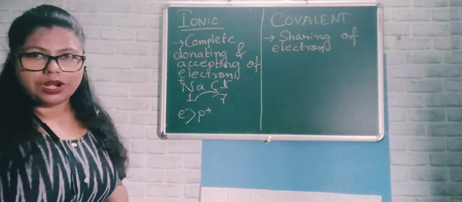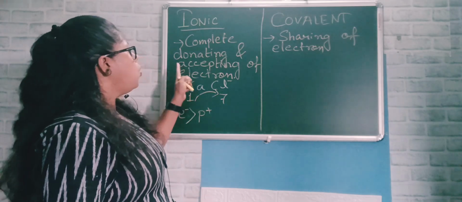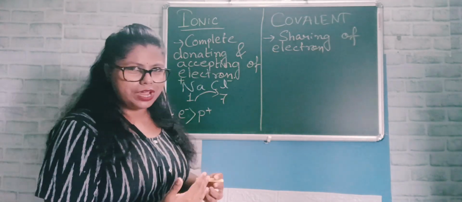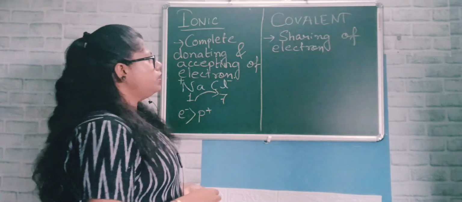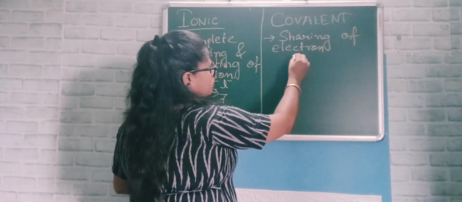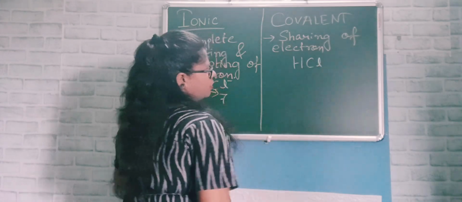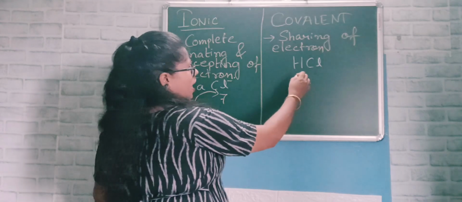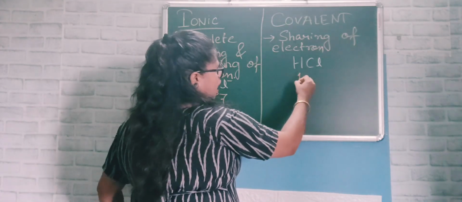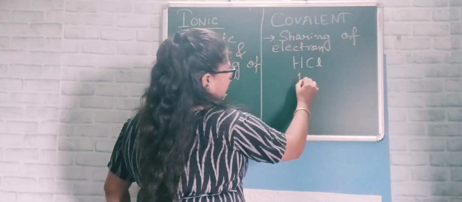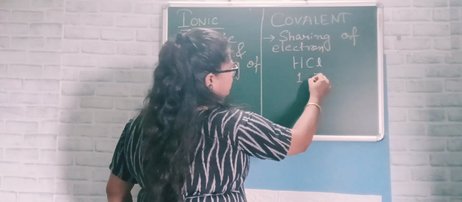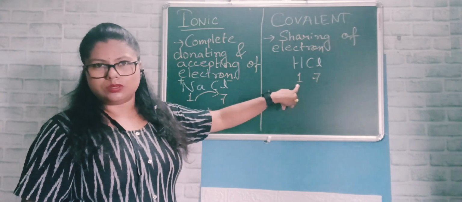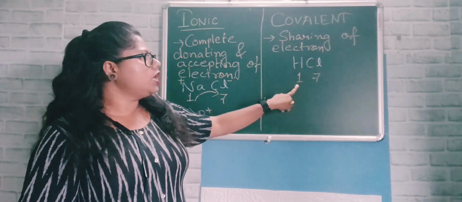There is a sharing of electron. Now there is no exact donation or exact acceptance. There is a sharing. Let's take one example: hydrochloric acid, hydrogen and chlorine. Hydrogen has 1 electron in its outermost shell, and chlorine has 7 electrons. Hydrogen has only 1 electron, so it cannot completely donate.